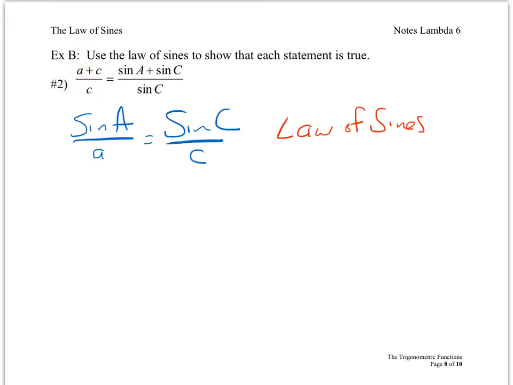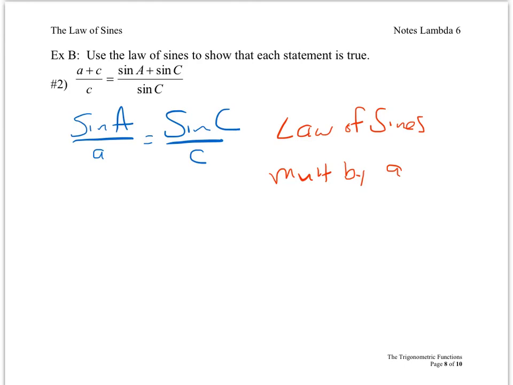Also, I notice that C is on the bottom, and in the end result, C is on the bottom. So that C right there is in a pretty good place. I want to leave it there. I'm going to get this A to go over to the other side of the equation by multiplying both sides by A. That's the multiplication property of equality.